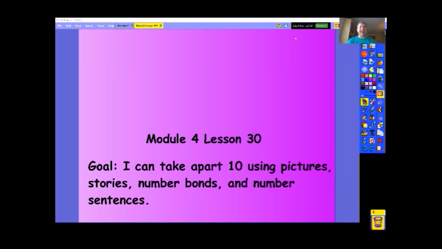Okay, today we are on Module 4, Lesson 30. Our goal is I can take apart 10 using pictures, stories, number bonds, and number sentences. Friends, we're going to be using that plus sign. Plus sign is for parts. We're going to be using the equal sign. The equal sign is for the whole thing, the whole. Good job.